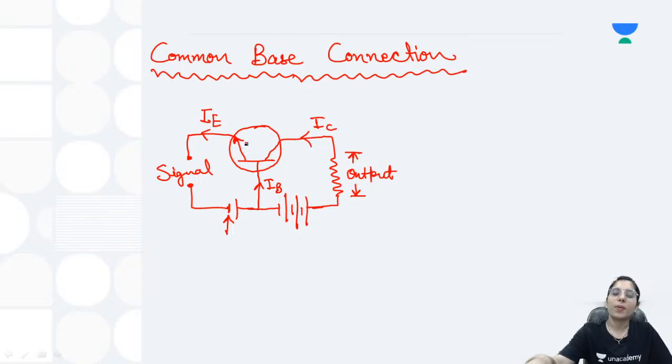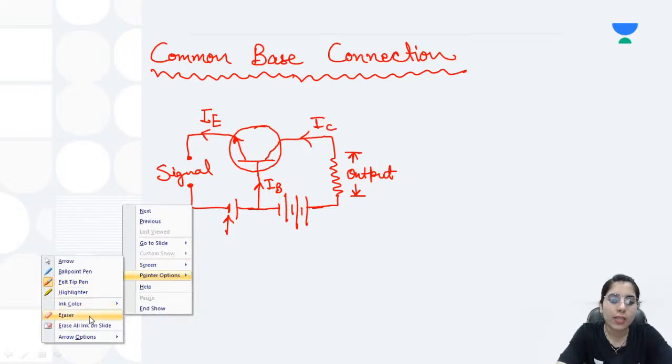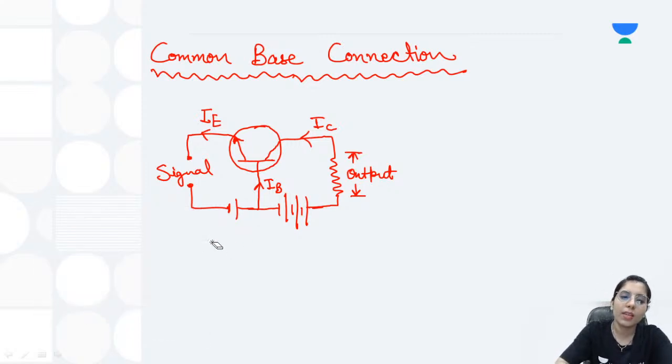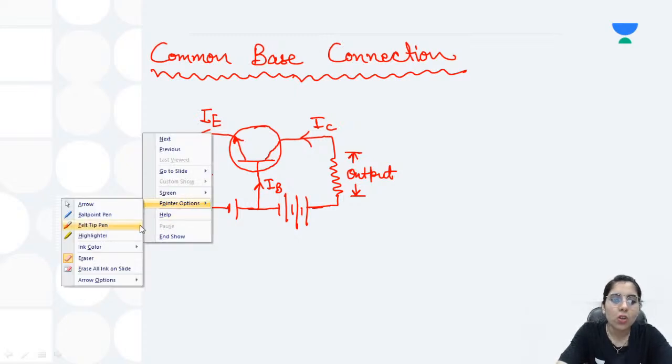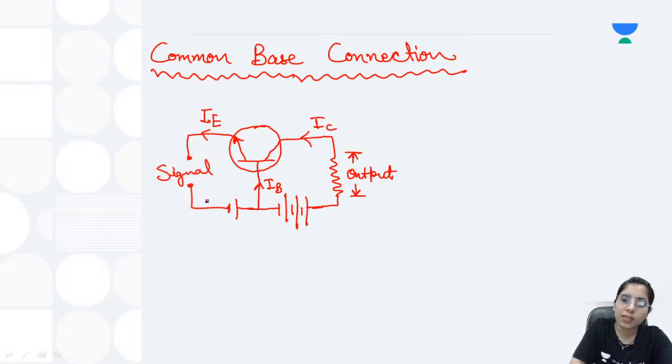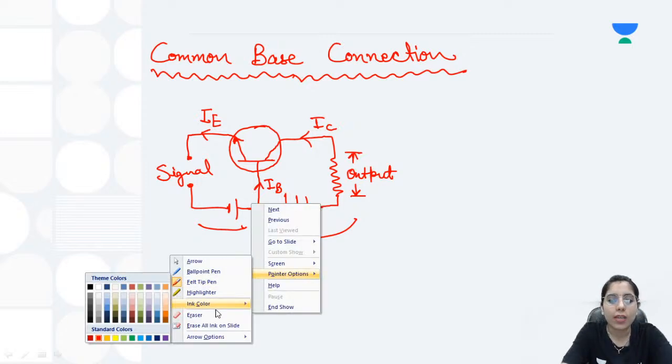So this is the common base connection. Why is it common base? The reason behind it is that the base is common on the input and the output sides. This is the input side, the base is involved there. This is the output side, the base is involved there. So that's why we call it the common base connection.